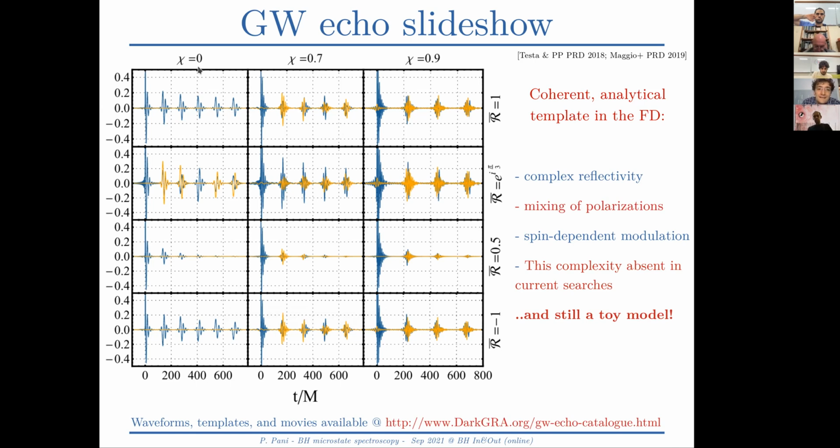What you see here is that depending on the spin of the remnant and the reflectivity coefficient, which, by the way, could be frequency dependent as well, you might get mixing of polarization. Sometimes, as in this case, you don't get echoes because there is interference between them. So it's very complicated. And still, this is a toy model. So it's important to understand this.